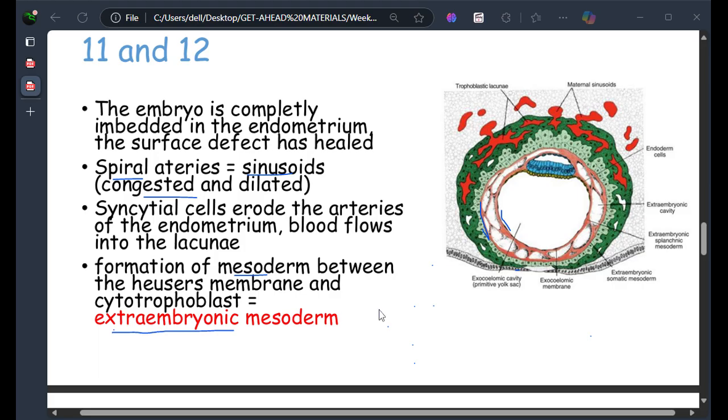Okay, so the extraembryonic mesoderm will develop a cavity, and then this cavity will split the extraembryonic mesoderm into two. That cavity is known as the extraembryonic cavity, of course, because it is in the extraembryonic mesoderm, and then that mesoderm will split into two. The splanchnic mesoderm, which is on the inner part here, while the one that is continuous with the cytotrophoblast is called the somatic mesoderm, the extraembryonic somatic mesoderm.